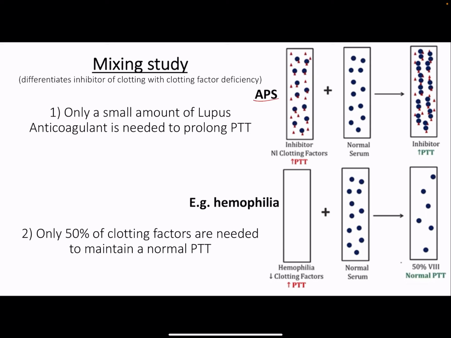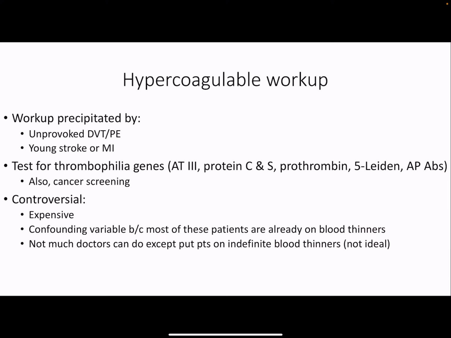So if someone has antiphospholipid syndrome, they have the inhibitor, you mix them with normal serum, and now the inhibitor is still there. Just a little bit of inhibitor is going to do its job. It's going to prolong the PTT. And if you had something like hemophilia, where the issue is not an inhibitor, it's a deficiency of a coagulation factor, well, you really don't need that many clotting factors to have a normal PTT. So if you mix these two together, yeah, sure, you have a lot fewer coagulation factors, but you don't really need that much, and there's no inhibitors, so the PTT would be normal. So this would be a way of differentiating an inhibitor of coagulation versus a deficiency of coagulation.